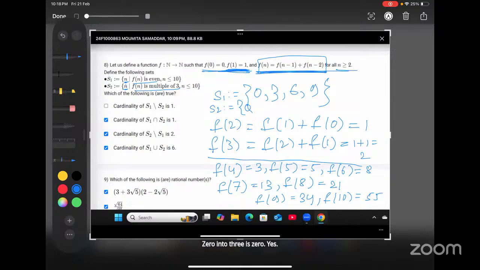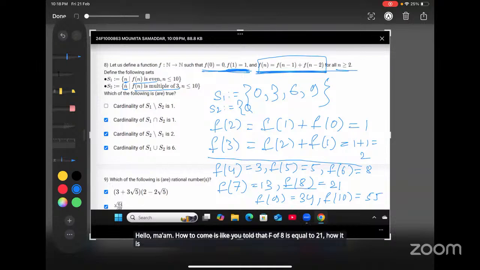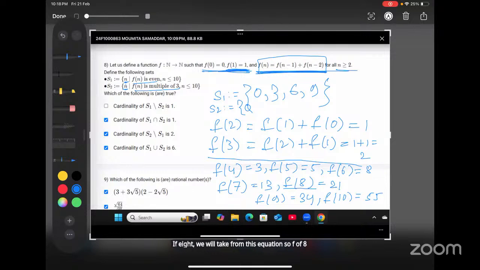How did you come to f of 8 equal to 21? I am a little confused. We will take it from this equation. So f of 8 is f of 7 plus f of 6. F of 6 is 8 and f of 7 is 13. So we will add these two numbers. Okay, now I understand.